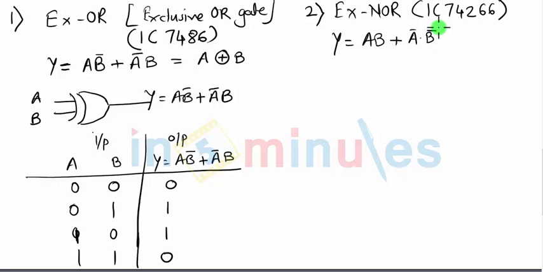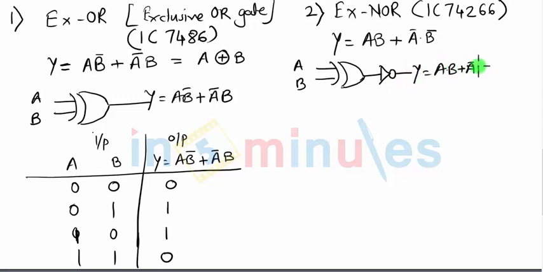Negation of XOR means what? Whatever the output we get at XOR, that will be inverted, that will be negated. So the symbol is like this. This is the basic symbol for XOR, to which we require a complement, so we add a NOT gate here. So automatically the expression becomes AB + ĀB̄. You can also write this equation as A XNOR with B. XNOR operation is symbolized as dot inside a circle.